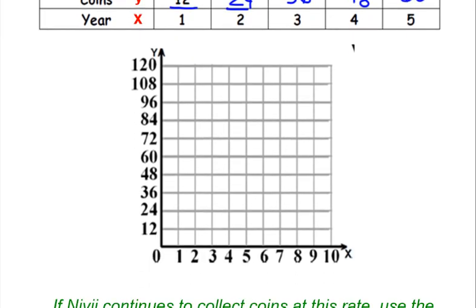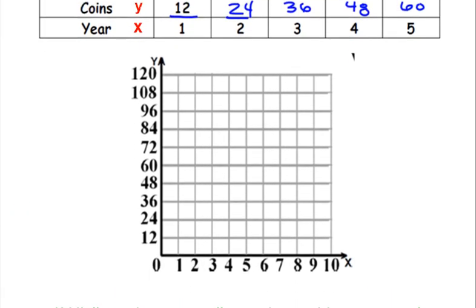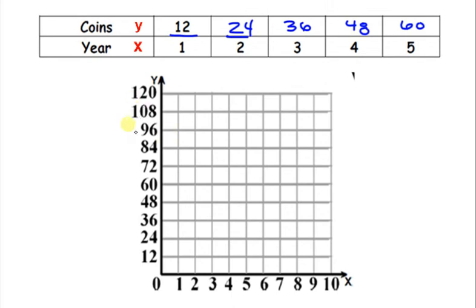Now we need to go ahead and put these on the coordinate plane. Let me scroll up just a little bit, okay? The first thing that I want you to do, though, is to label your axis.